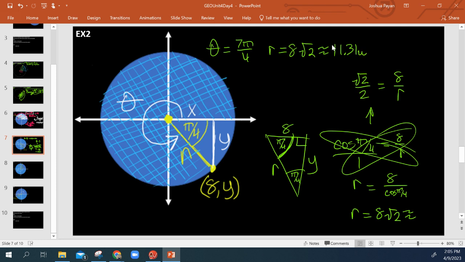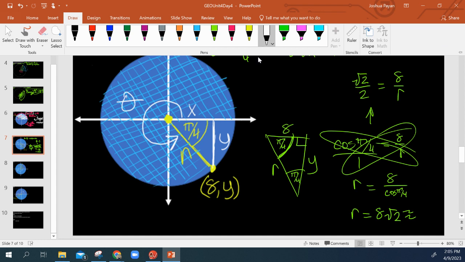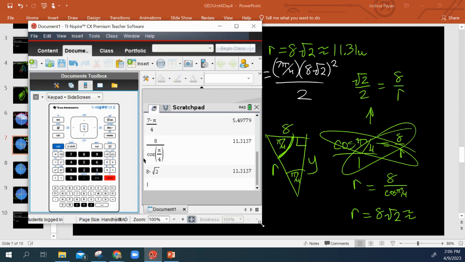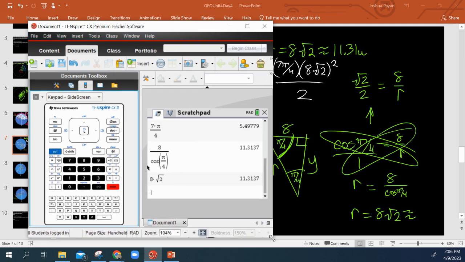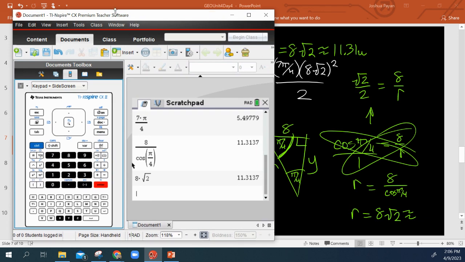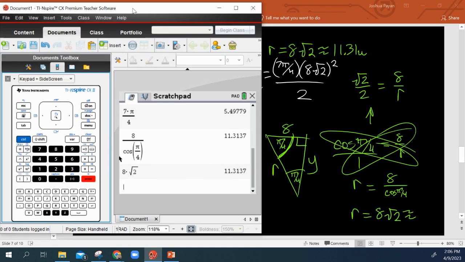Now we just chuck into the formula. So area of a sector equals theta, which is 7 pi over 4, times r squared, so 8 square root of 2 all squared, all of that over 2. And be careful when you're entering in this part. Let me make my calculator a little bigger.